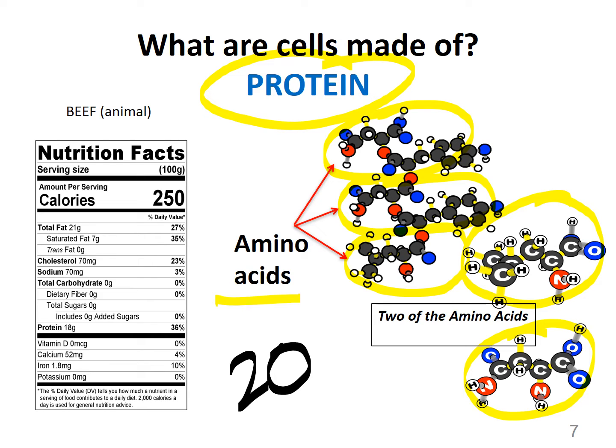If I look at this label right here, I see proteins listed right here. Proteins are usually not subdivided into other kinds of proteins, but you may have heard the term essential amino acids, like on cereals, and that has to do with the kinds of amino acids that are available to make new proteins inside of your cells. So again, proteins are made up of amino acids that are linked together.